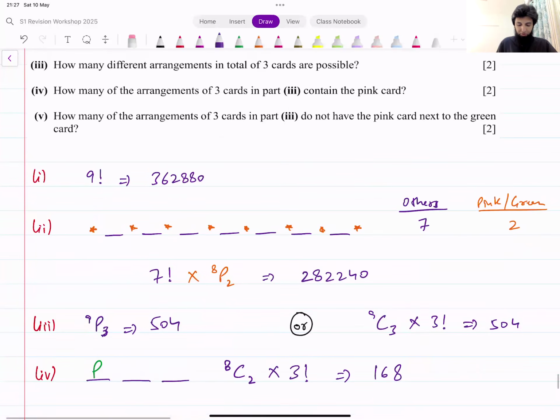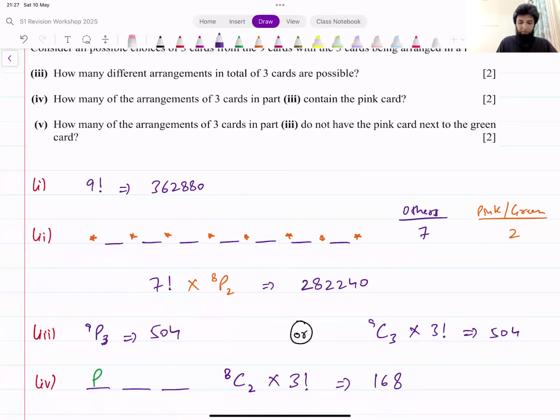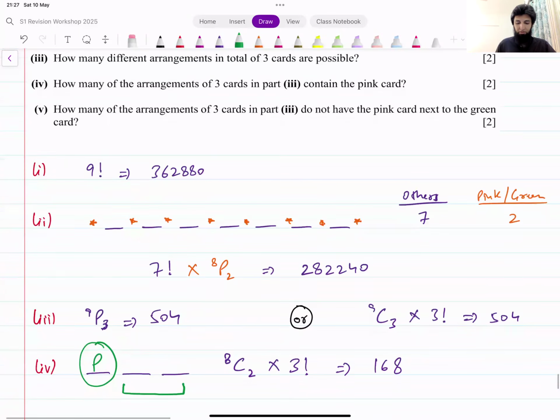Okay. Now, if there has to be a pink card, in how many ways is that possible? You say there are 3 cards that you need. One of them has to be a P. So the selection is only supposed to be done for the remaining 2 objects, remaining 2 places.